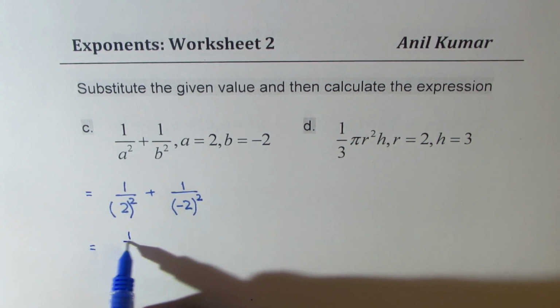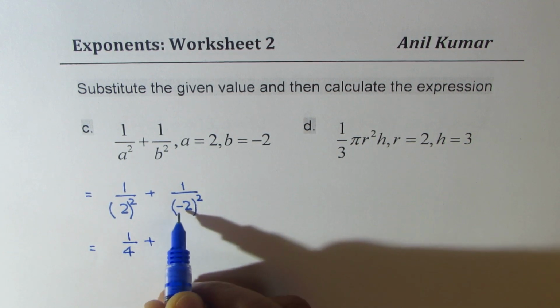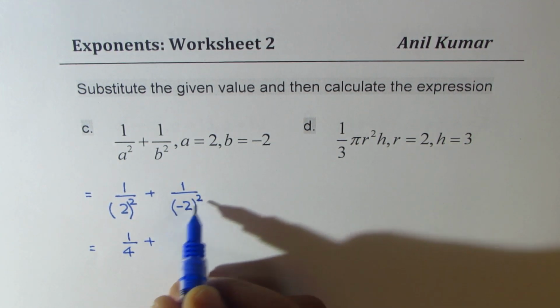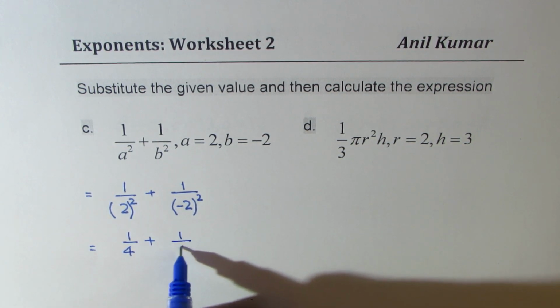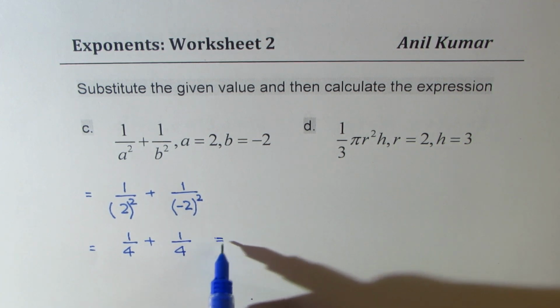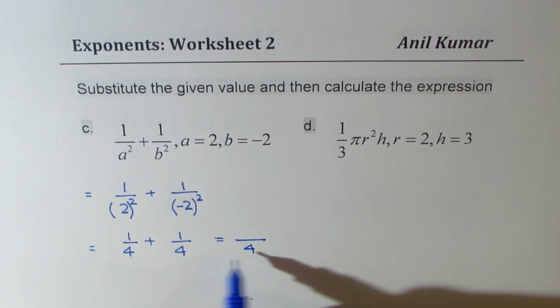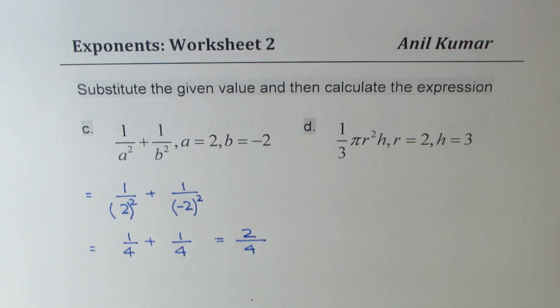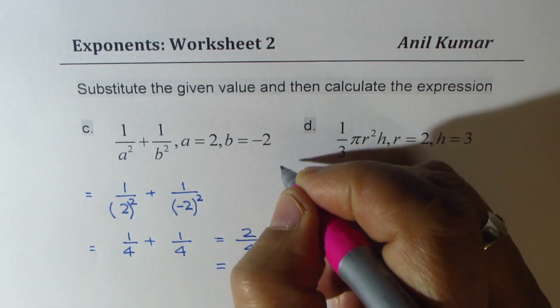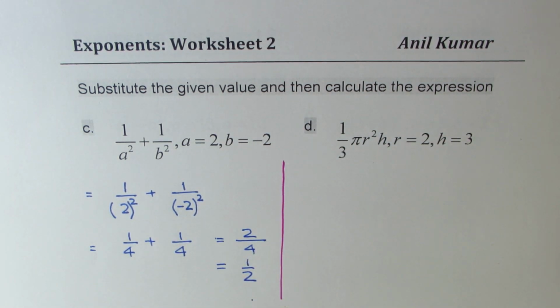So that gives us what? 2 squared is 4, so it is 1 over 4 plus negative, but the power is an even number, so it makes it positive. So it is again 1 over 4. When you add these fractions with the same denominator of 4, 1 plus 1 is 2. So you get 2 over 4. That gives you half. So that is your answer, correct? Now let's do D. I hope you are getting the same answers.